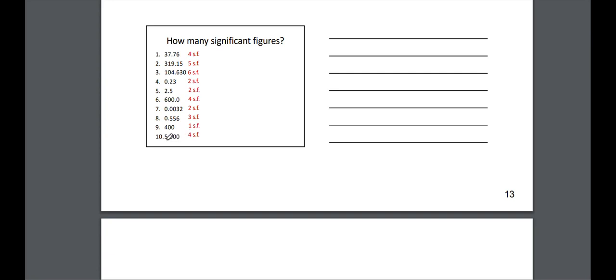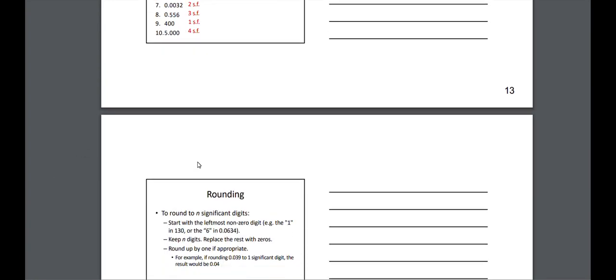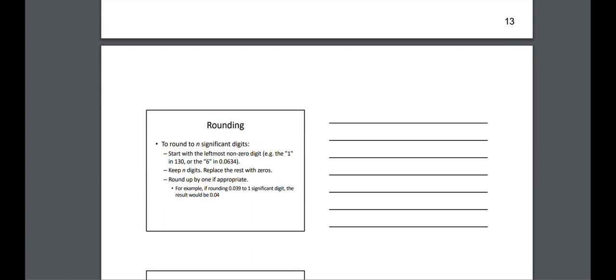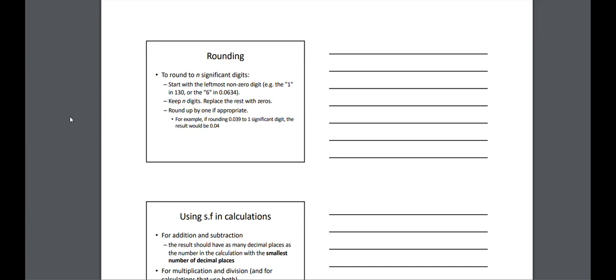The 5.000, the 5, obviously, it's a non-zero, so it will count as a sig fig, and all these zeros will count as sig figs because they fall to the right of the decimal. So this will be 4 significant figures. So rounding up and sometimes also rounding down can be helpful when trying to do some measurements.